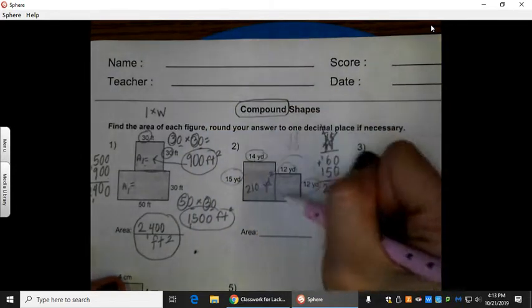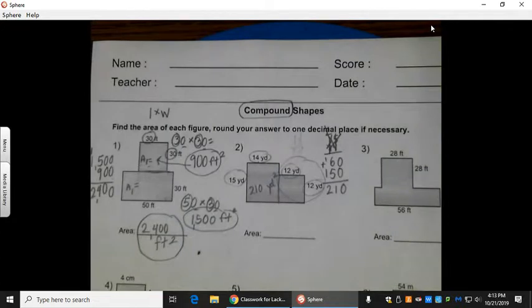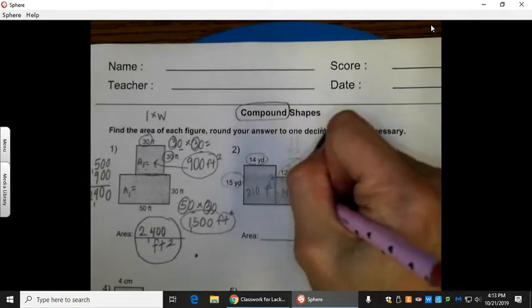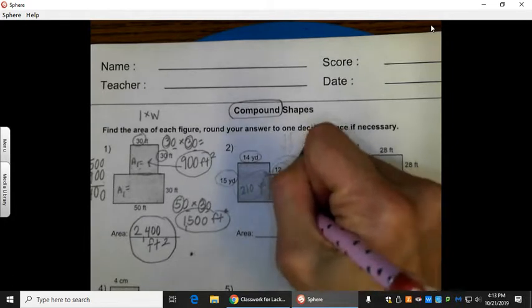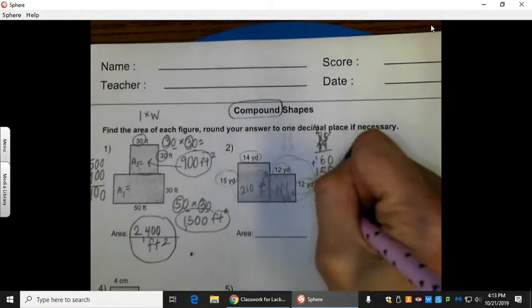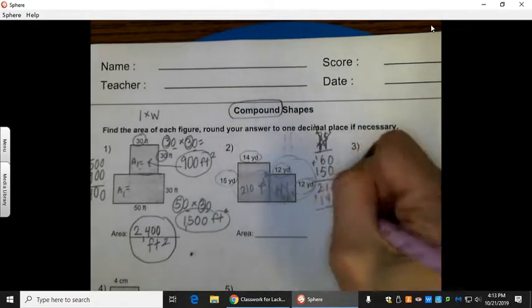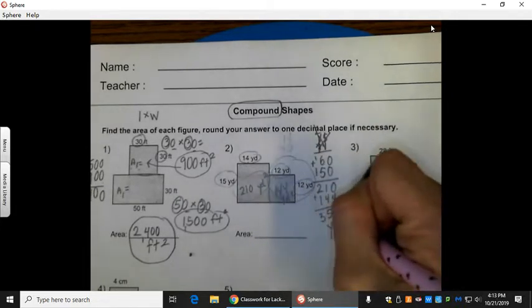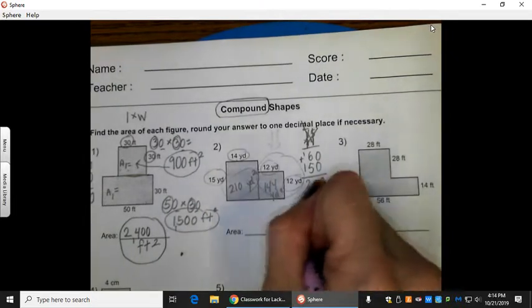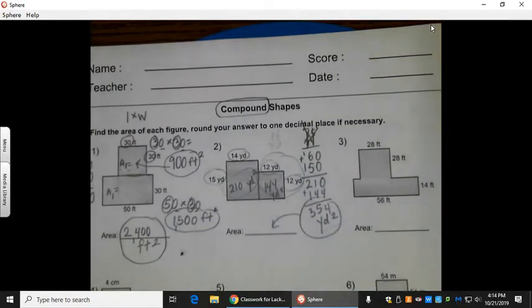Okay, and now here, 12 times 12. Now 12 times 12 is a basic fact, so you should probably be able to do that mentally, that 12 times 12 is 144, and now I'm adding up 210 yards squared plus 144 yards squared, and I get 354 yards squared as my total. Remember, no naked numbers. I'm making sure to label.